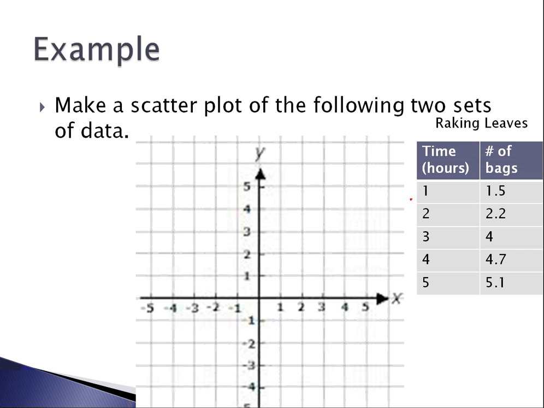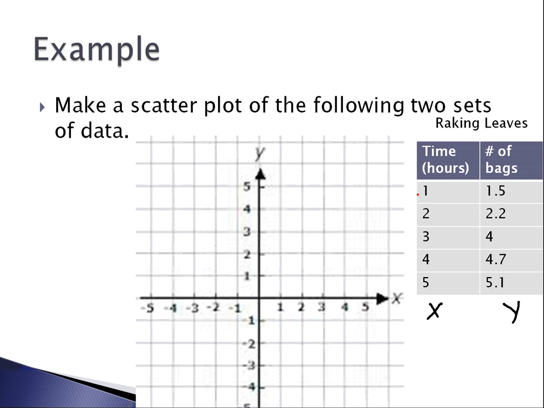So let's take a look at our first example. In this example, we're going to make a scatter plot of the following two sets of data. A little bit of a review, but let's see here. I have a table showing the number of bags of leaves that were raked in a certain amount of hours. And the way that we create a scatter plot is we treat one column as x and one column as y. If you don't remember, usually x comes first, so the column on the left will always be x. Or another way to think about it is your independent and dependent variables. Time is always the independent variable, so it will always be x.